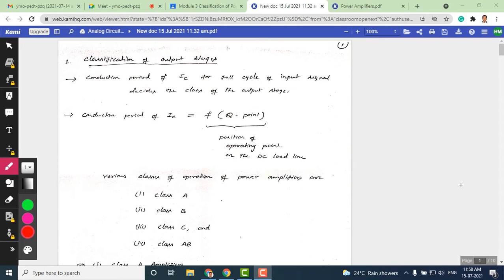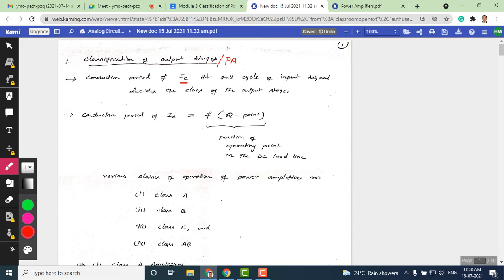So today we are going to start with, though last class we gave an introduction to the classification of power amplifiers. In today's class we will complete this and look into the specific types of power amplifier. The topic is classification of output stages, or classification of power amplifiers. Here the classification is done based on the conduction period of the collector current, that's IC.